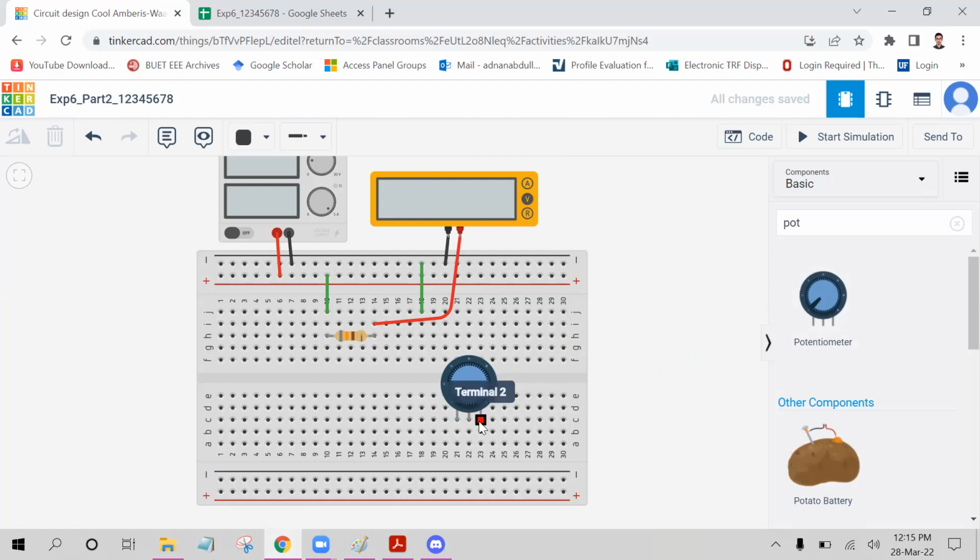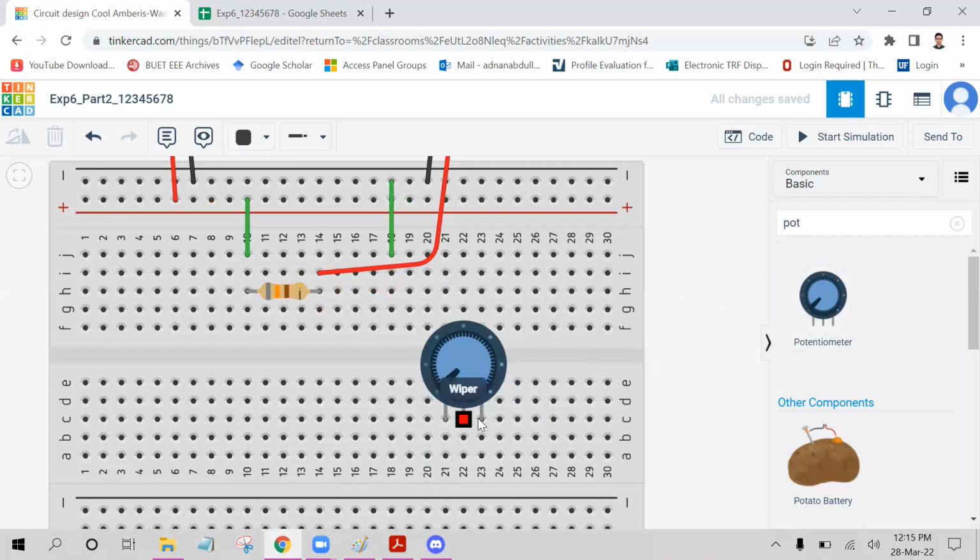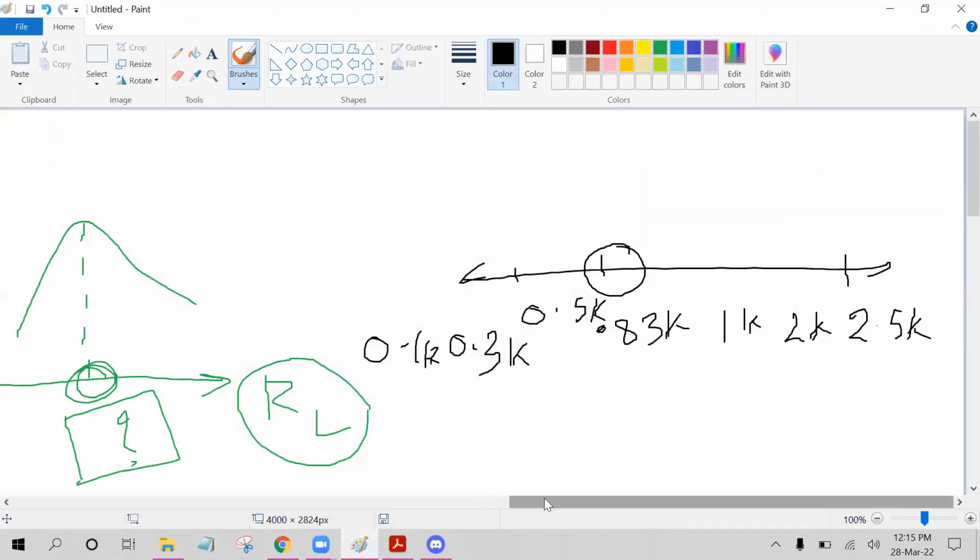Now, how does this component work? As you can see, there are 3 terminals, right? For a simple register, we know that there are only 2 terminals and even there is no polarity. I mean, there is no plus minus for register. So what do these 3 terminals do in a potentiometer? Let's understand it first.